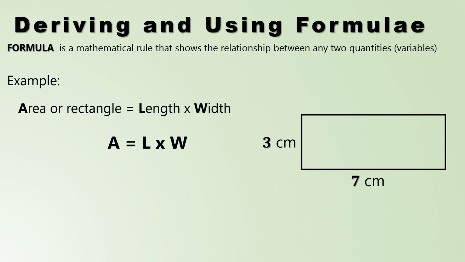Then we can use this formula to find the area of this rectangle. So we just substitute the value of L as 7 and the value of W as 3. So the area is 7 times 3, that is 21 centimeters square. So this is how expressions are used in deriving and using formulae.